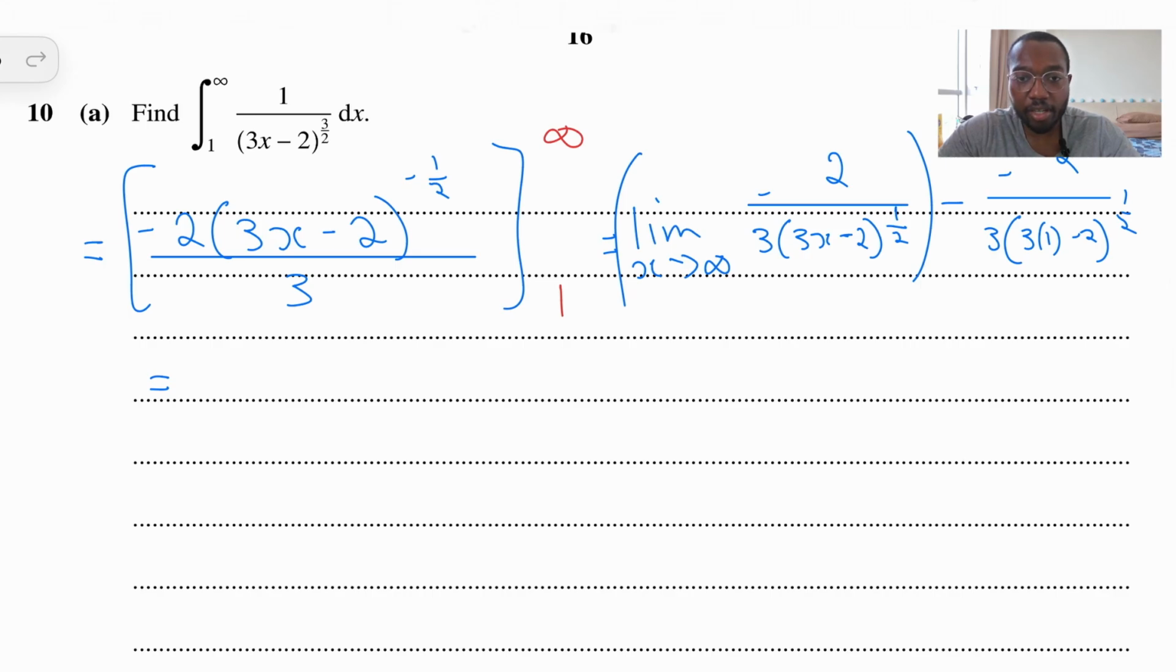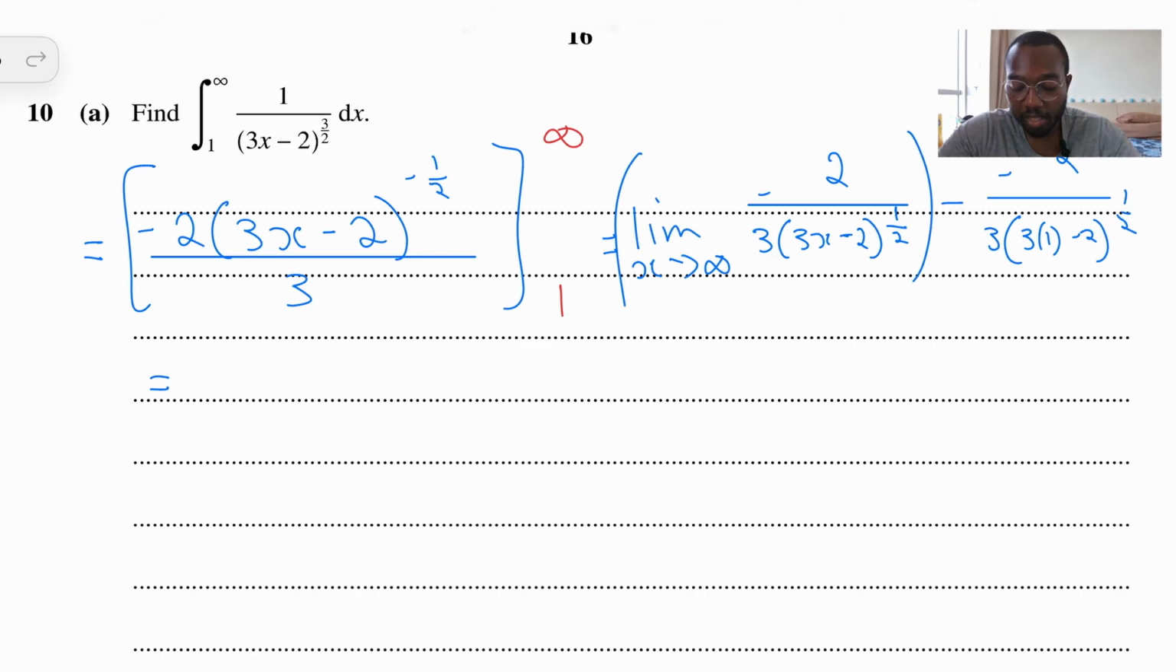And our numerator is stuck at minus 2. So let's look at our denominator. As the value of x gets bigger and bigger and bigger, it's going to be square rooted and then times by 3. Now, even if you square root and then times by 3, it's always still going to be a positive value, okay?